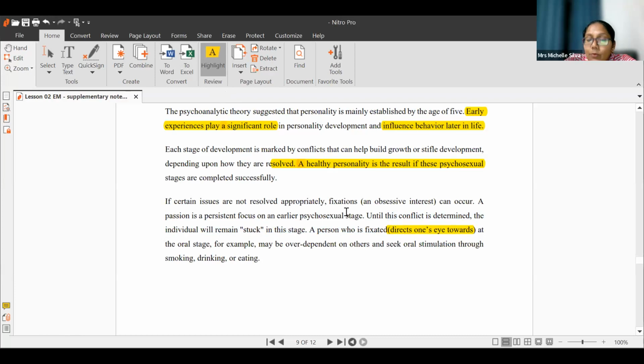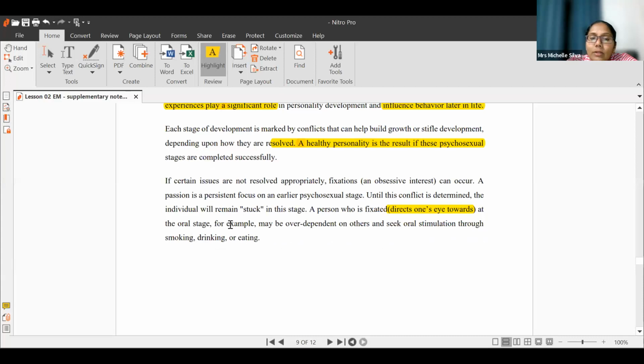Again, I will tell you, a person who is alert, who keeps an eye on these children or a child, is really needed for what? For not letting the individual remain stuck in the different stages.